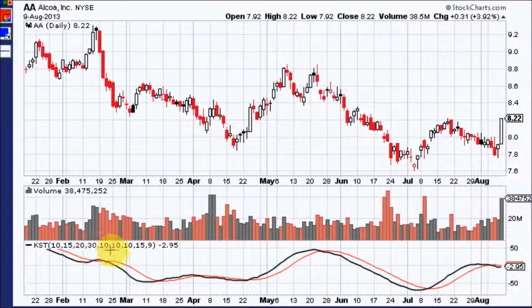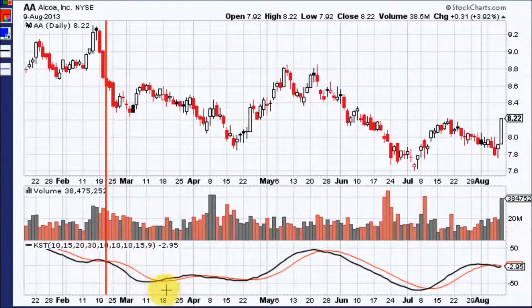Now let's look at the bearish signals KST has given on this chart for AA. Right here it crossed up through the signal line but immediately back down through it. Not sure exactly what happened there, but you could go back, do some fundamental analysis, look at the news, look at the earnings for that particular period. But the stock falls hard.